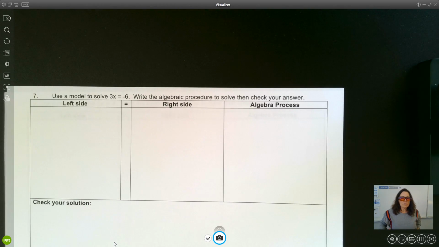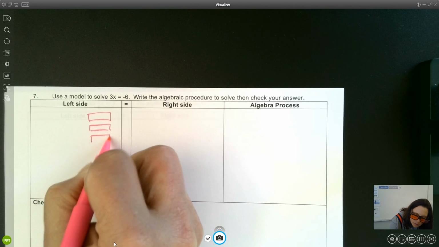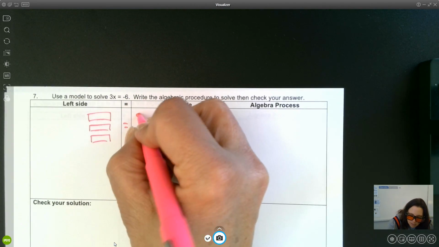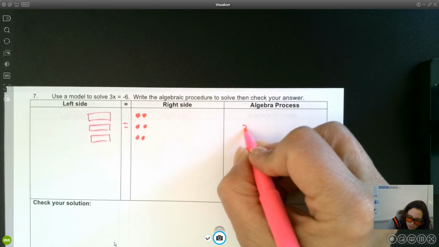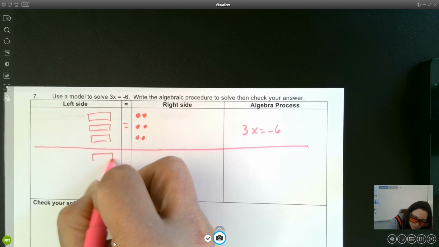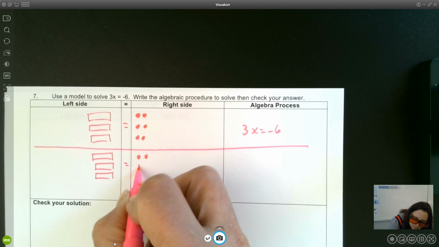We've got another multiplication problem. If you want to pause it and try it on your own, go for it. So 3 x's. 1, 2, 3, -6. I want to think of 3 rows like this. So I'm going to think of 2, 4, 6. So I've got 3x equal -6. Recopy. I didn't get ahead of myself this time. Recopy the problem.